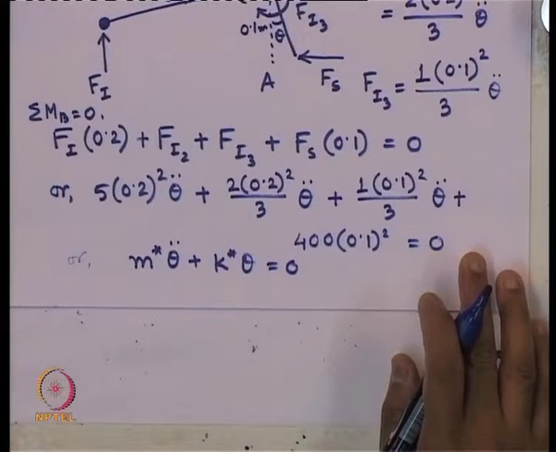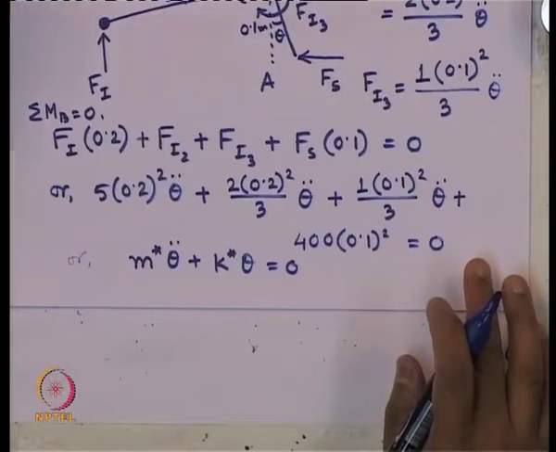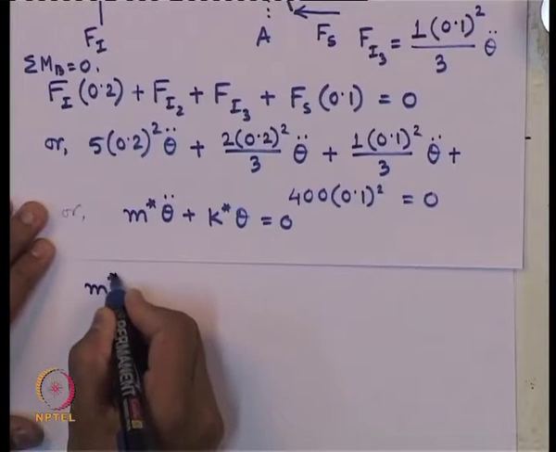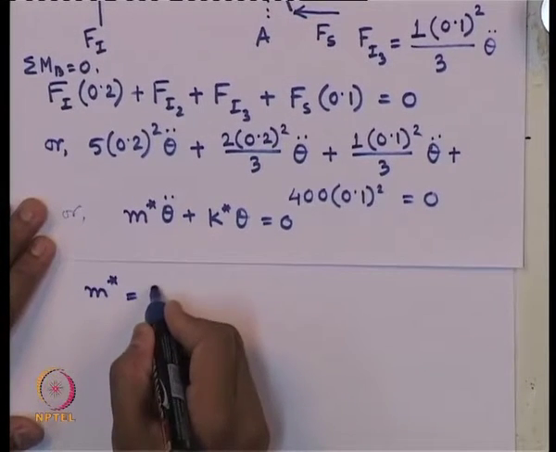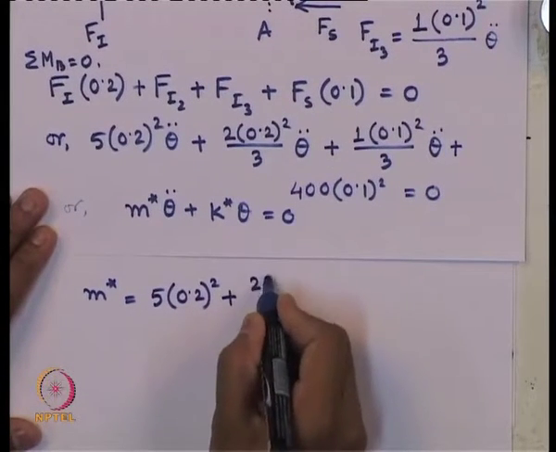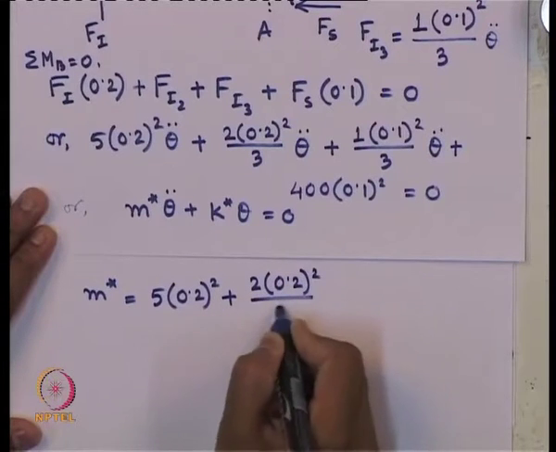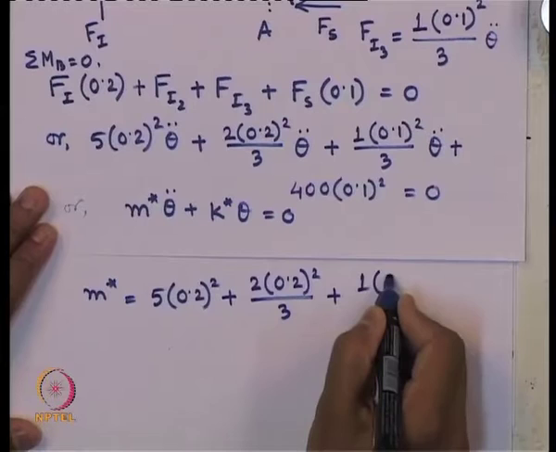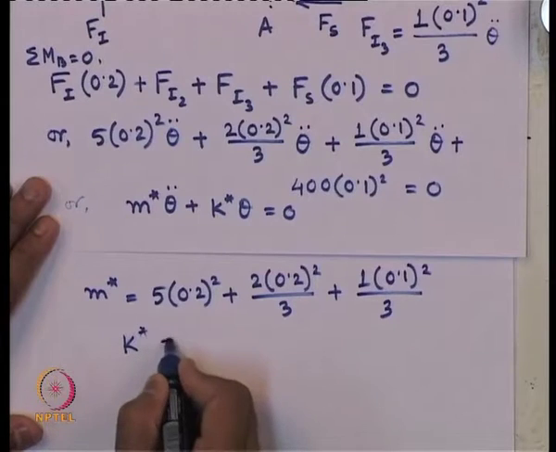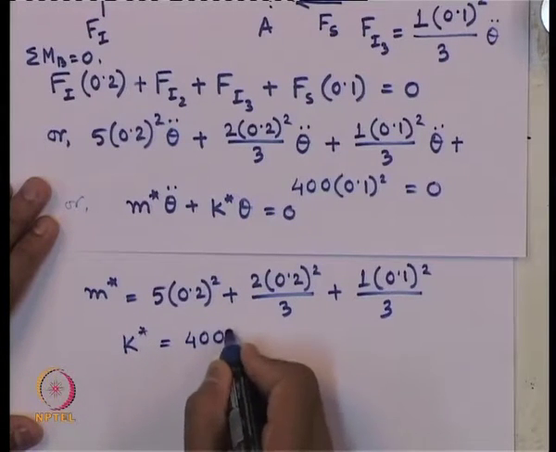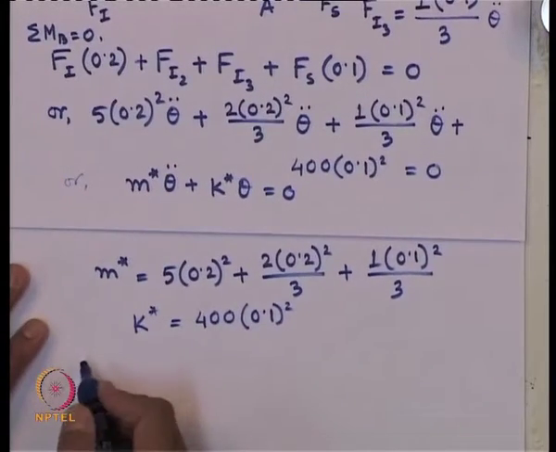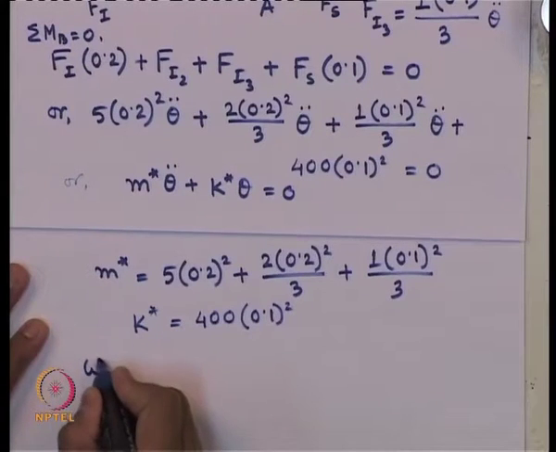Now, in this case, the expression for m star is nothing but 5 into 0.2 whole square plus 2 into 0.2 whole square by 3 plus 1 into 0.1 whole square by 3. That is our m star, whereas k star remains the same as the previous problem, 400 into 0.1 whole square. Knowing these two, we can find out the natural frequency.